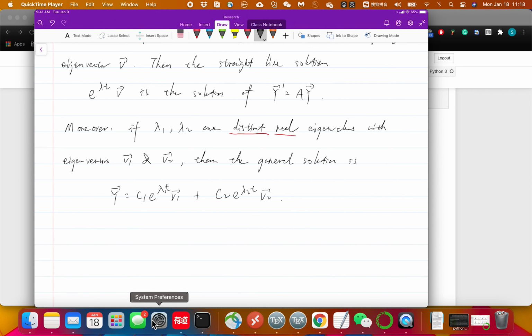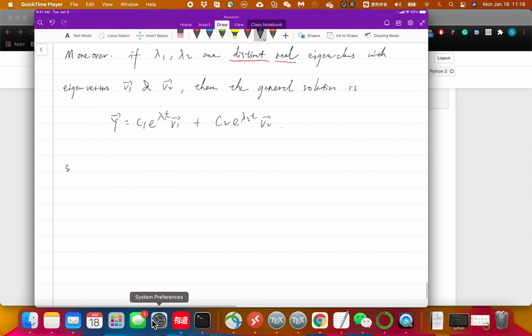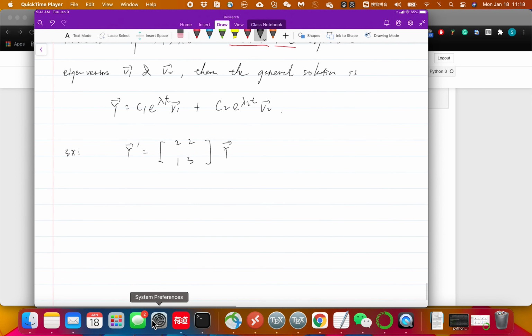All right, let's try another example. This time we already have the theorem. We don't have to keep thinking what we're doing. We can just go ahead and do it. Solve this: y' = Ay, where A is given by [[2, 2], [1, 3]].